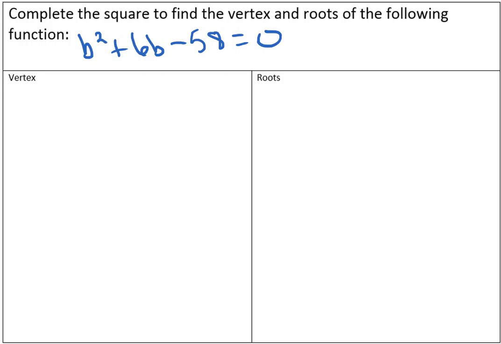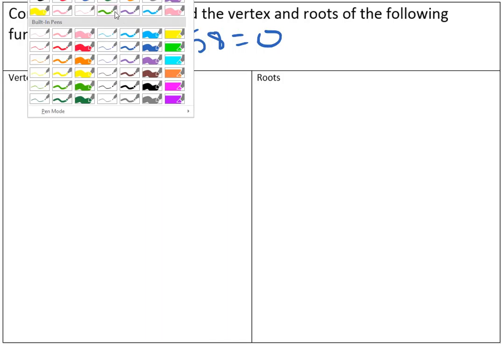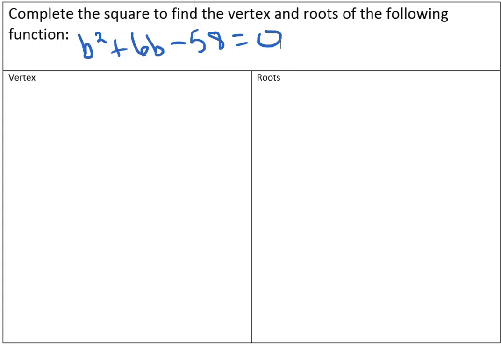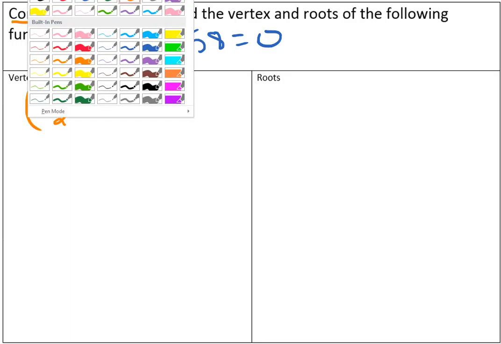In this example, we will be completing the square to find the vertex. To find the vertex, we're going to complete the square. So remember that to complete the square, it means you take b, whatever the b value is, divide it by 2, and then square it. So let's do that. Let's identify our b in our problem.